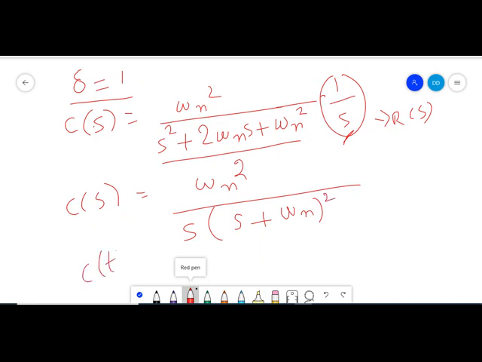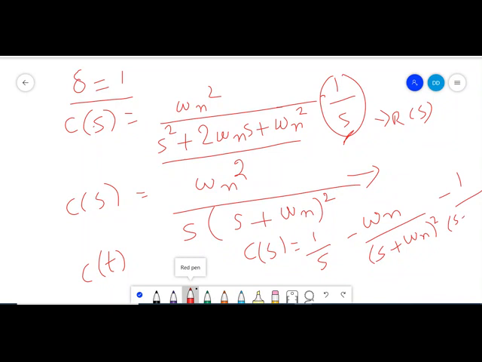Now in order to obtain the time response C of t, we need to go for the inverse Laplace. Before we take the inverse Laplace, we have to resolve it into partial fractions. On resolving this into partial fractions, we get C of s is equal to 1 by s minus omega n divided by s plus omega n the whole square minus 1 by s plus omega n. We get this.